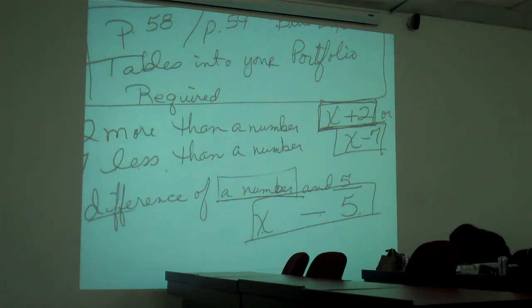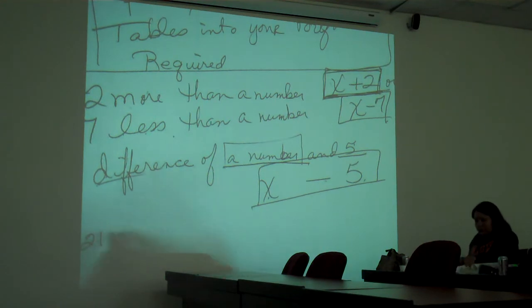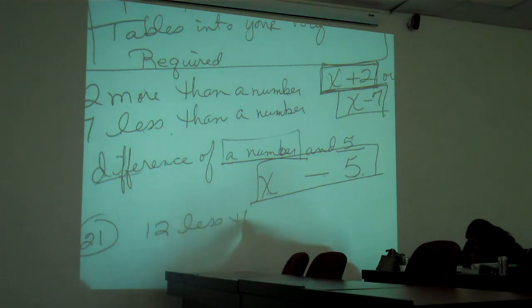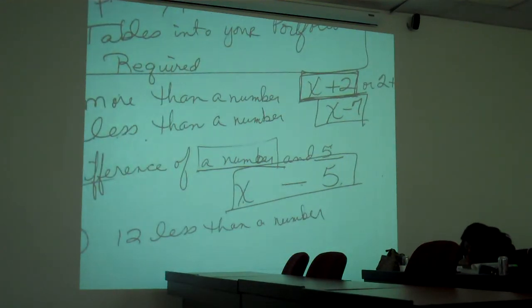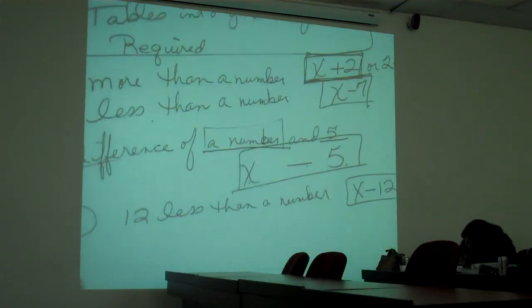Okay, so we'll do some of the odd ones that are on there, because they're going to be in the back of your book anyway. So how about number 21 says 12 less than a number. It's the same as less than some number. Okay, how would we write that? X minus 12, right.